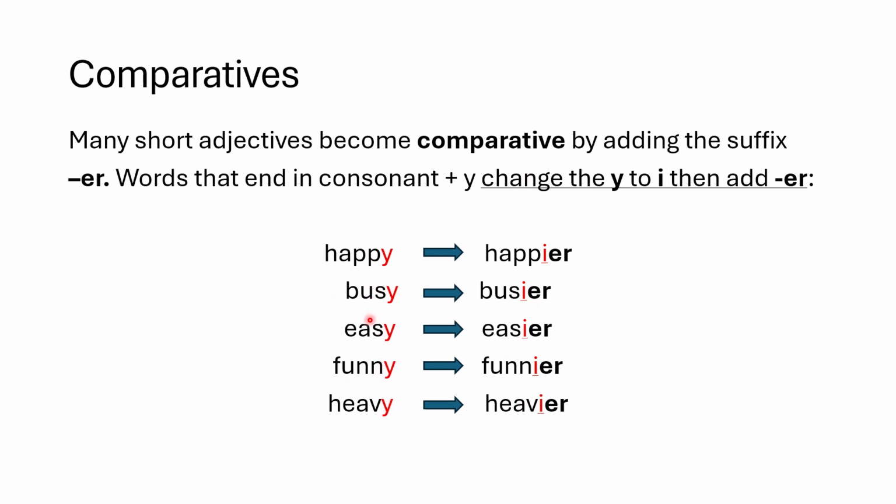Busy ends in Y. Change the Y to I, then add ER. Easy ends in Y. Change the Y to I, then add ER. Funny ends in Y. Change the Y to I, then add ER. Heavy ends in Y. Change the Y to I, then add ER.